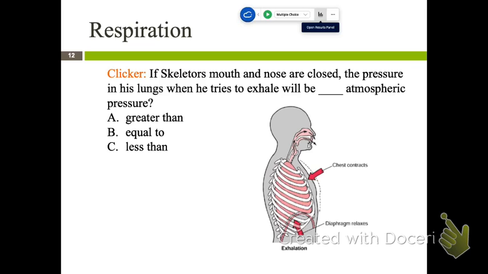On the opposite side, we close our mouth and nose with our hand, and then we go through this picture where the chest is contracting. What can we say about the pressure of air inside of the lungs?